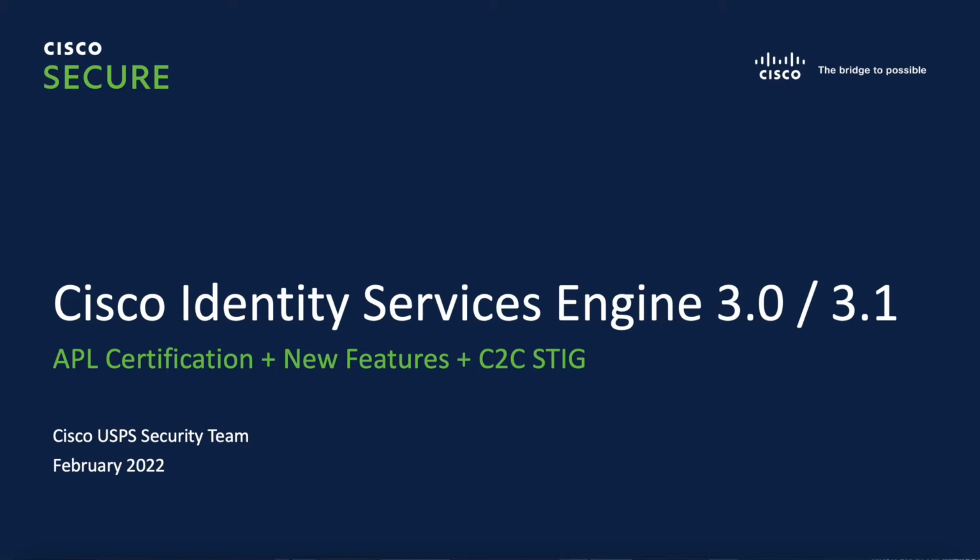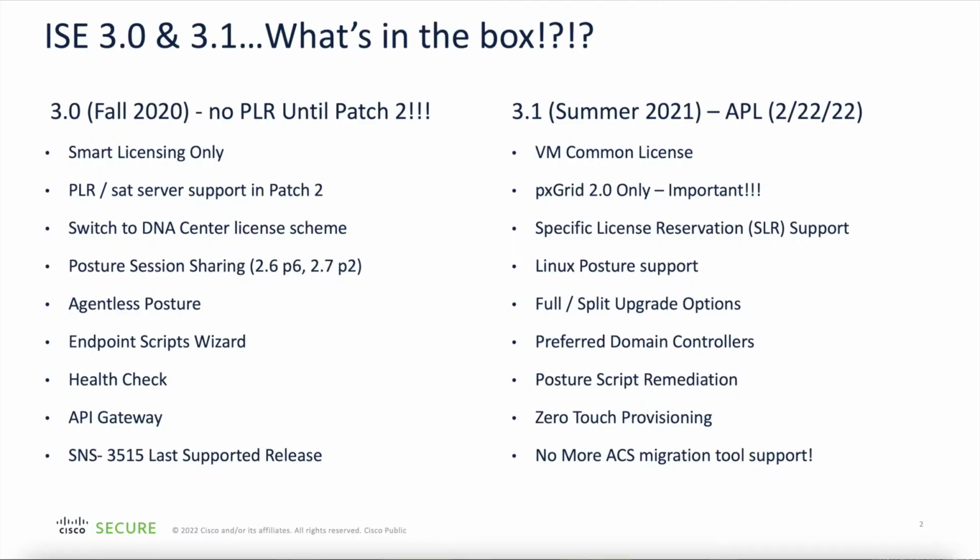So I want to bring you a video with details on that, and the new features that came out in 3.0 and 3.1, since many of you are still on 2.6 or 2.7. And then a quick overview of the Comply to Connect STIG that came out from DISA in the spring of last year. Just want to make sure you are aware that it exists and what is on it, in case you have to go through and do Comply to Connect. So let's get started on what's in the box of ISE 3.0 and 3.1.